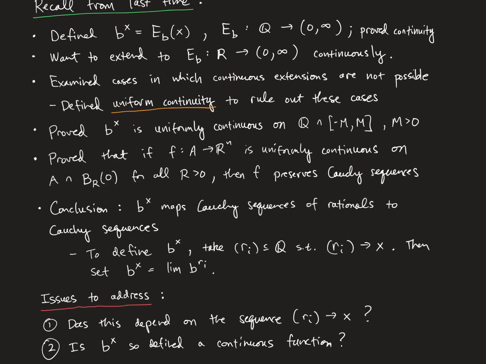A couple of natural issues to address about this definition: first of all, whether this definition depends on the rational sequence that approaches x. It would be unsightly if we got different definitions of b to the x for different rational sequences approaching x. Take one sequence approaching x, take another; if you get a different limit, that's kind of ugly. You're making an arbitrary choice by taking a random rational sequence. It'd be much cleaner if any rational sequence converges to the same limit. Intuitively, that should be the case, so we would like to address that.